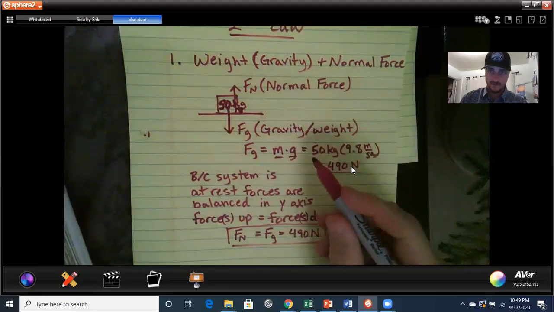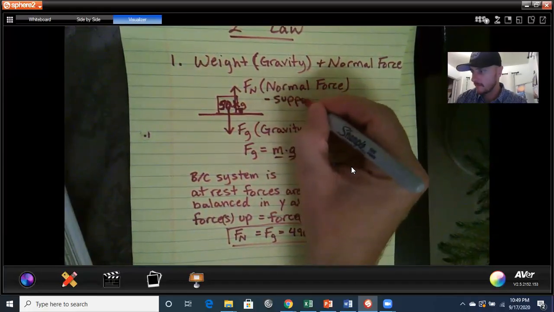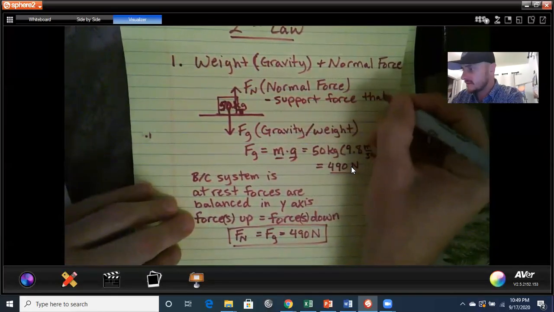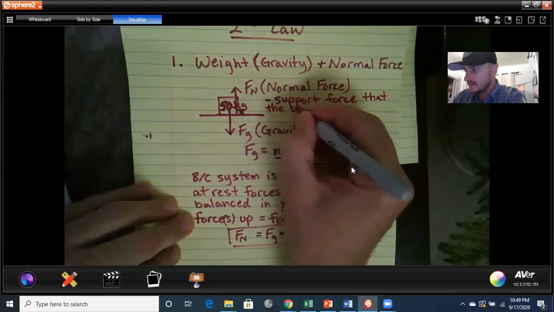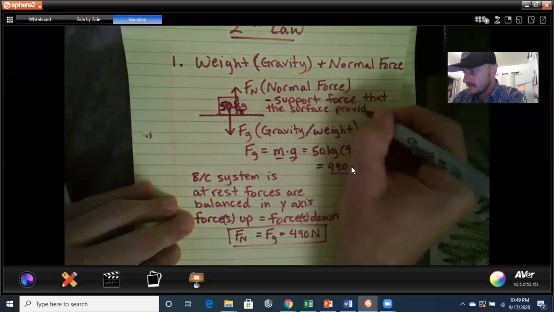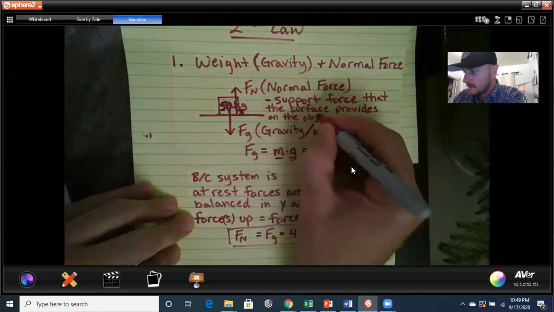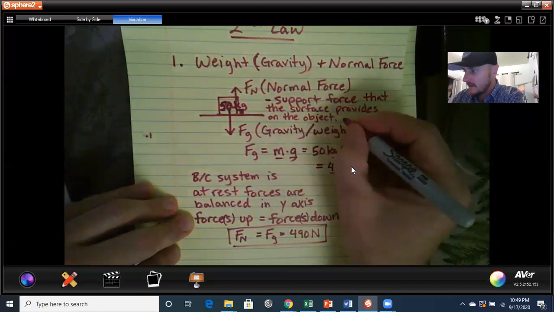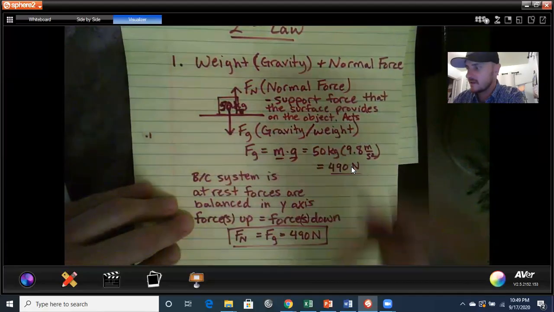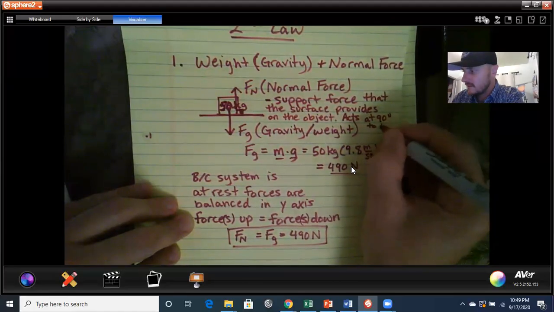Now let's get back to that other thing I said we had to do. We've got to define these two terms. So the normal force is the support force that the surface provides on the object, and it acts, meaning it engages, at 90 degrees to the surface.